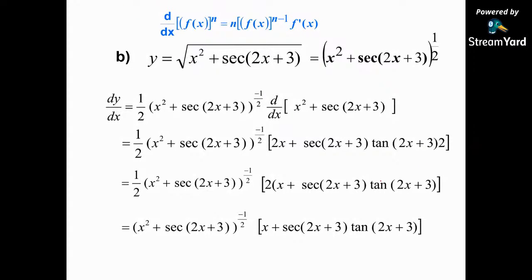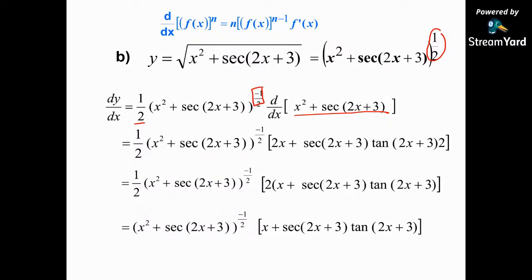B. This one terus dia bagi satu solution. Okay, so we got the square root of x squared plus sec 2x plus 3. So like I told you before, we change it into power. So we got x squared plus sec 2x plus 3 to the power of half. And then we're going to apply the power rule for them. So bring down the power first, so that is how you get half. And then copy down the function, so we got x squared plus sec 2x plus 3. But then deduct 1 from the power, so that is how you end up with negative half. And then differentiate x squared plus sec 2x plus 3.